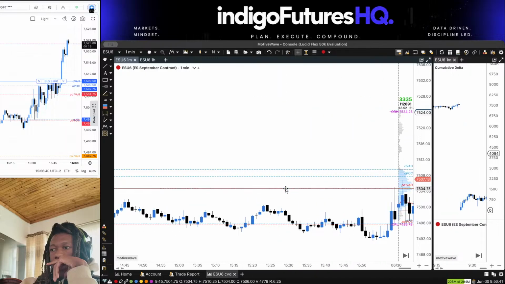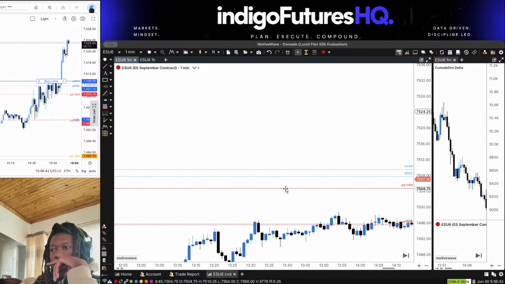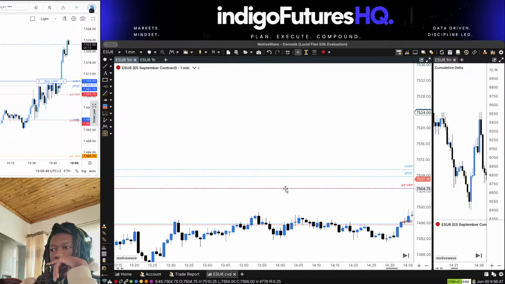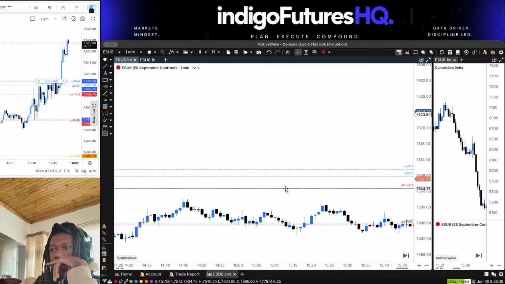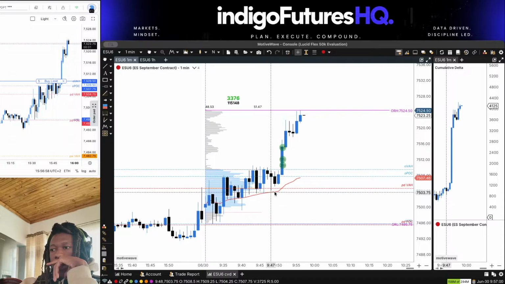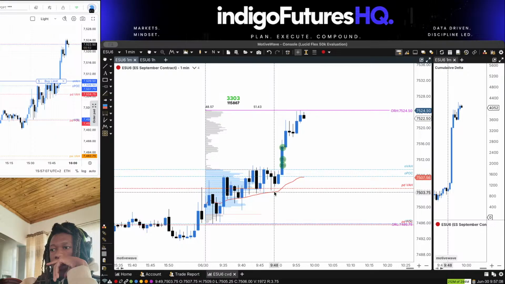Maybe this was our entry. Just kind of looking at the previous day value area high. Maybe that was where we should have placed our entry. Of course, in hindsight, it's like, oh, you should have done that at the previous day value high. But there was reason enough to not really trust that level, you know.